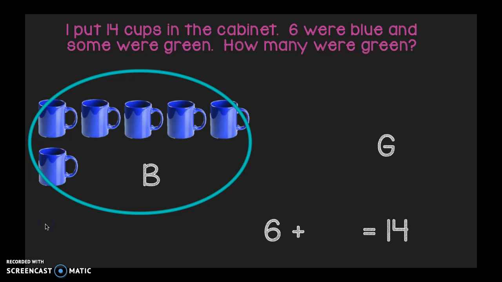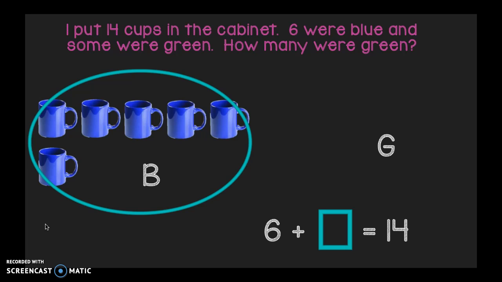My number sentence would look like this. 6 plus something, that G, green cups, is equal to 14. Why do we put that box in that empty space, friend? Yeah, to help us not forget what we're looking for, and also to help keep us organized.